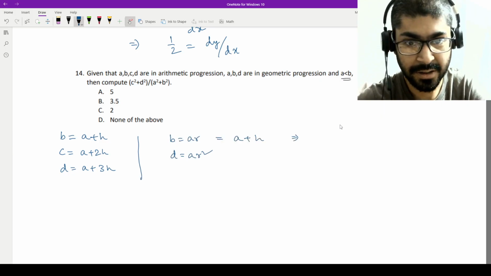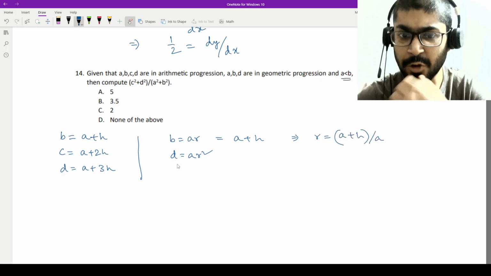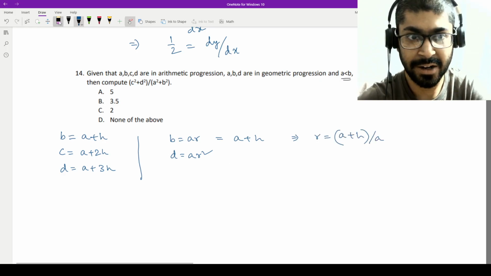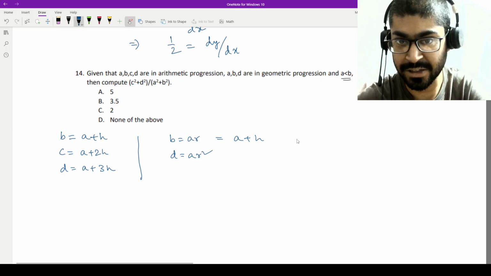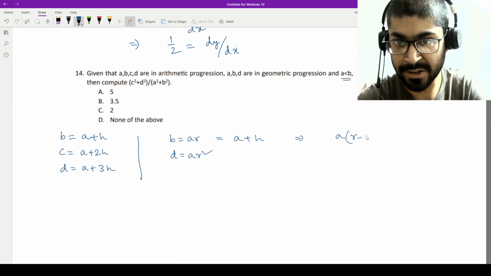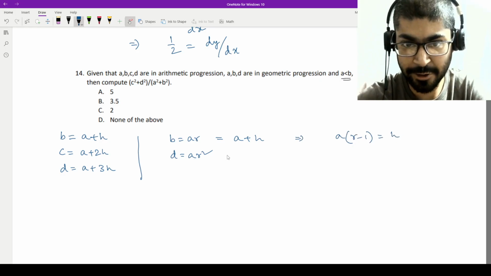So that means r will be equal to a plus h by a, right? D is equal to a r square. Now instead of r, let us keep this as it is. We will replace something else. Let us replace h instead. So what will this imply? This will imply a into r minus 1 will be equal to h. D is equal to a r square. This is also equal to a plus 3h, right?